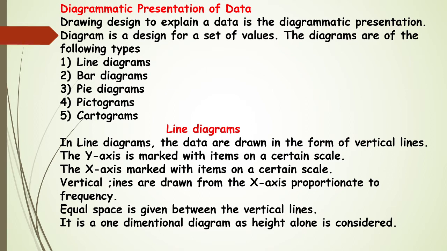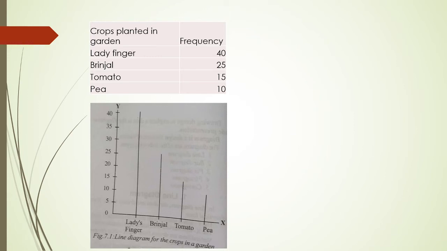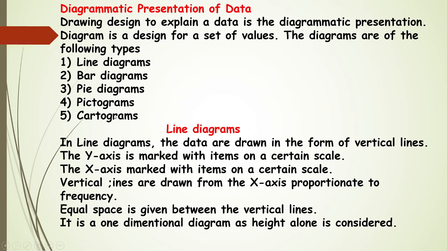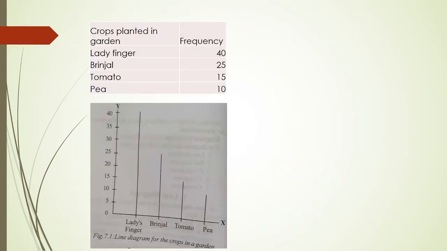Then the line diagrams. In line diagrams, the data are drawn in the form of vertical lines, as shown in this line diagram. This is the x-axis and this is the y-axis. The y-axis is marked with the items on a certain scale, and the x-axis is also marked with items on a certain scale. The vertical lines are drawn from the x-axis proportionate to the frequency.